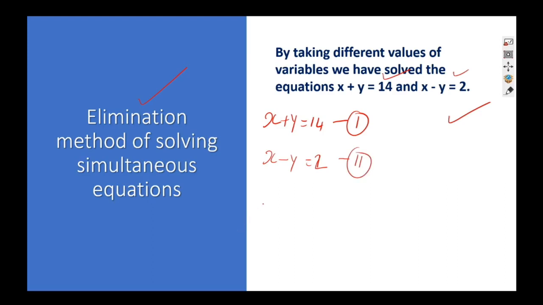Okay. One of the methods of removing one variable: we remove x or we remove y, then naturally one will be remaining. You can solve it. By looking at these two equations, an addition can help in that. So we are adding the equations.